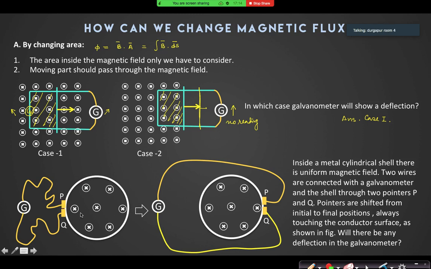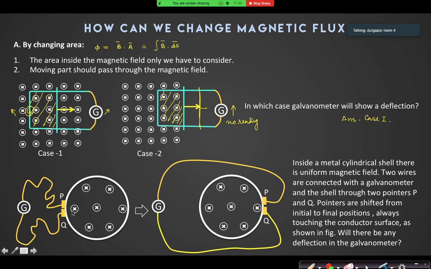Look, this situation says that inside a metal cylindrical shell there is uniform magnetic field. Two wires are connected with a galvanometer and the shell through two pointers P and Q. Pointers are shifted from initial to final positions, always touching the conductor surface as shown in figure. Will there be any deflection in galvanometer?